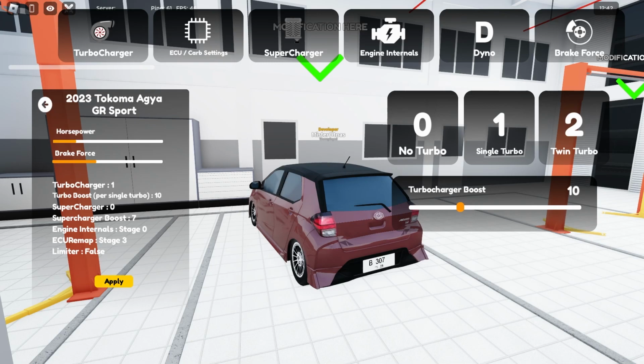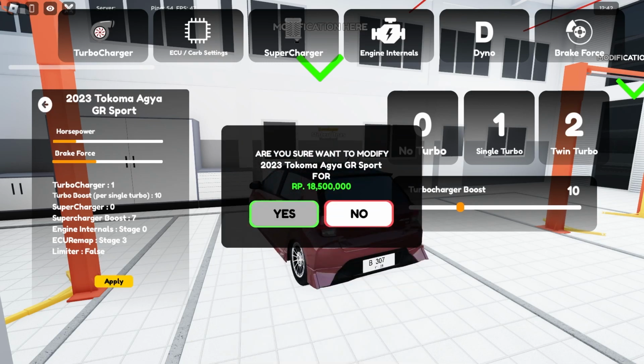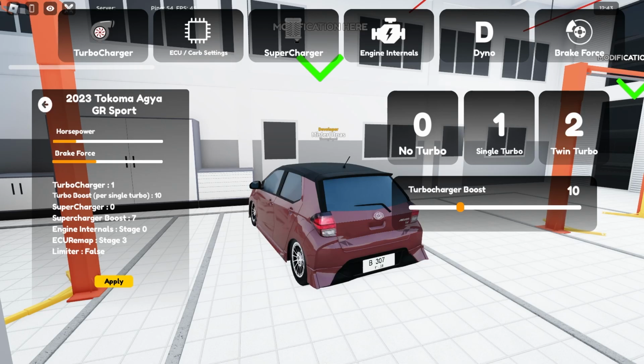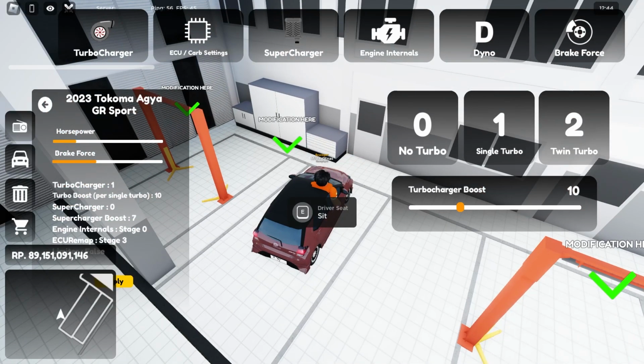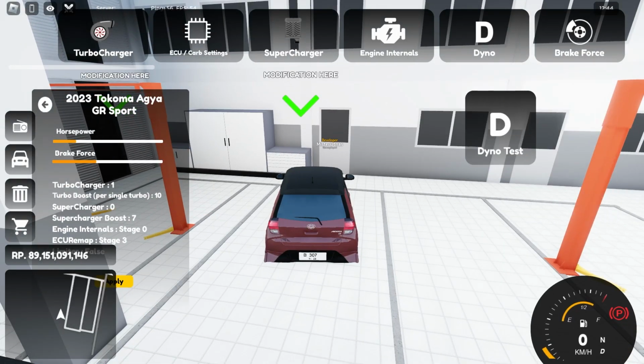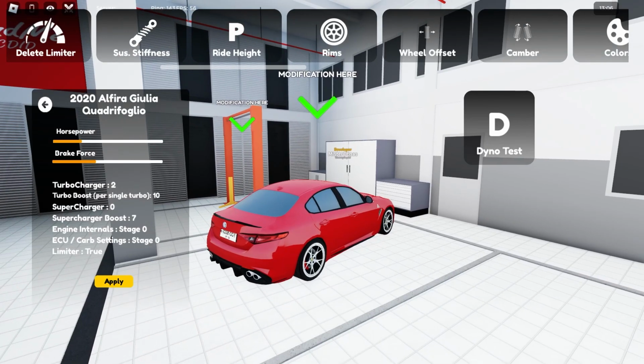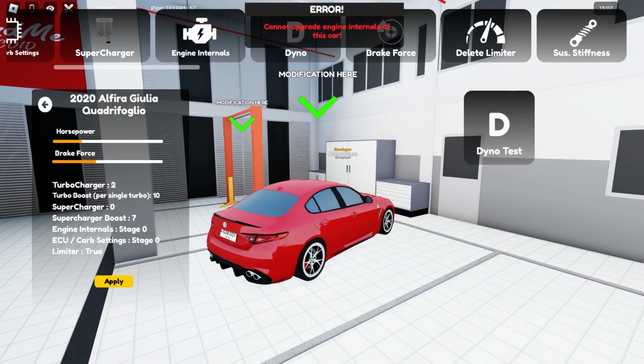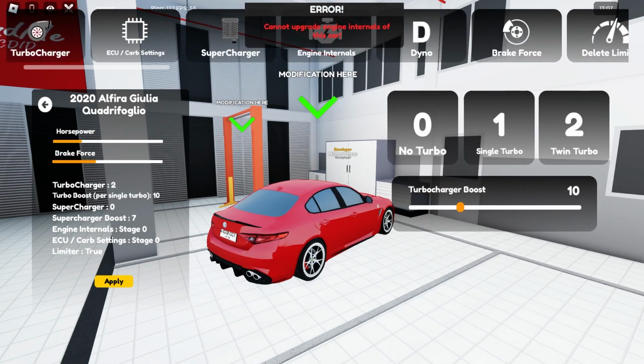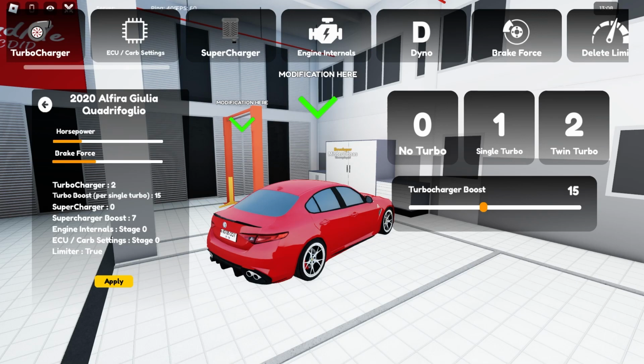For example, I have an Agya GR that I want to turbocharge, but it does not have any engine internals upgrade available. This means I can only put 10 psi of boost at maximum. Another example is the Alfa Giulia Quadrifoglio. This car does not have any engine internals upgrade, and this means it can only hold 10 psi more than stock boost.